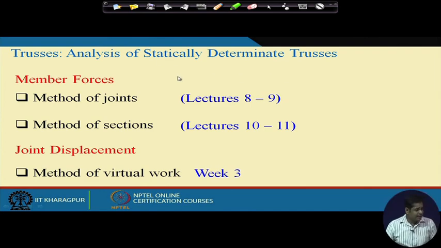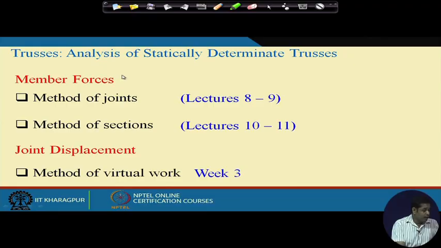Now, just to summarize, this week and next week we'll be discussing analysis of statically determinate trusses. This week we'll see how to determine the member forces, and then next week, week 3, how to determine joint displacements. There are two methods we will be studying to determine member forces, method of joints and method of sections. We will stop here. Next class, we will see how to determine the member forces in a statically determinate truss using method of joints. Thank you.